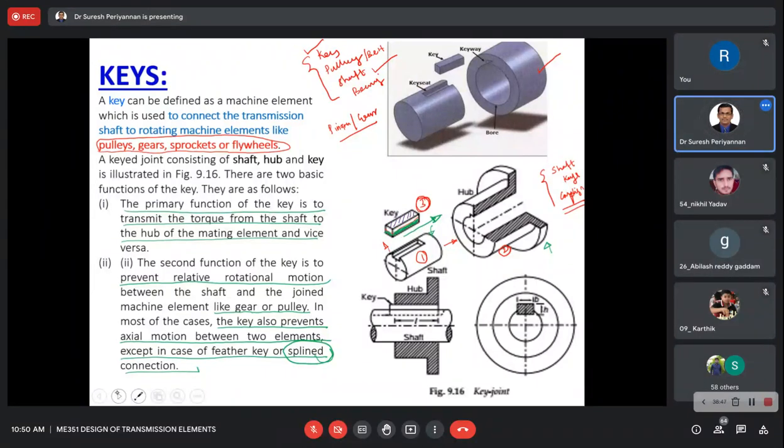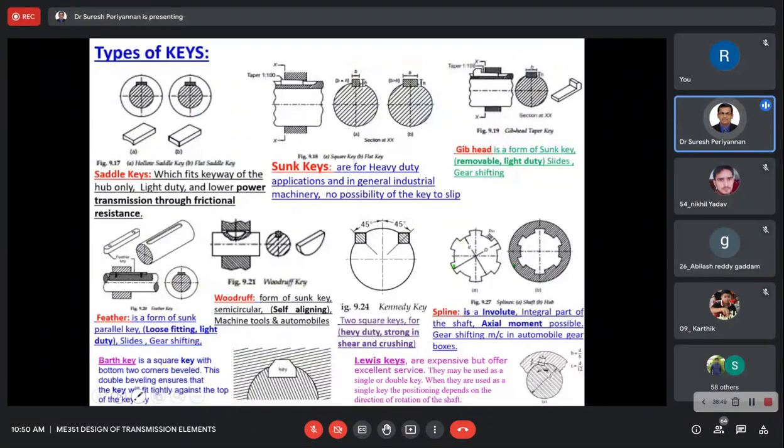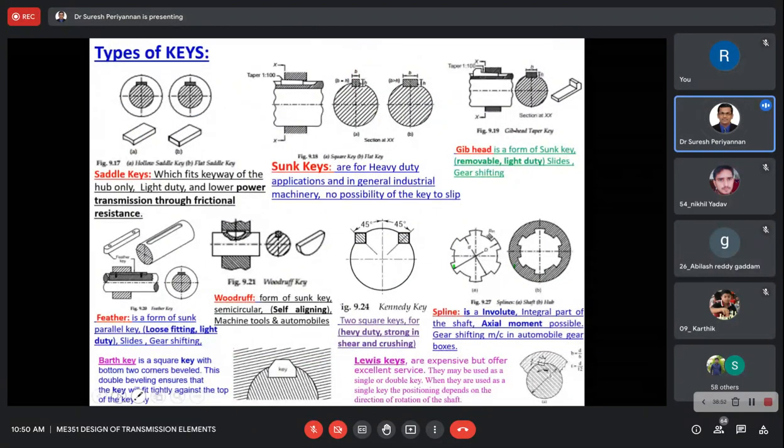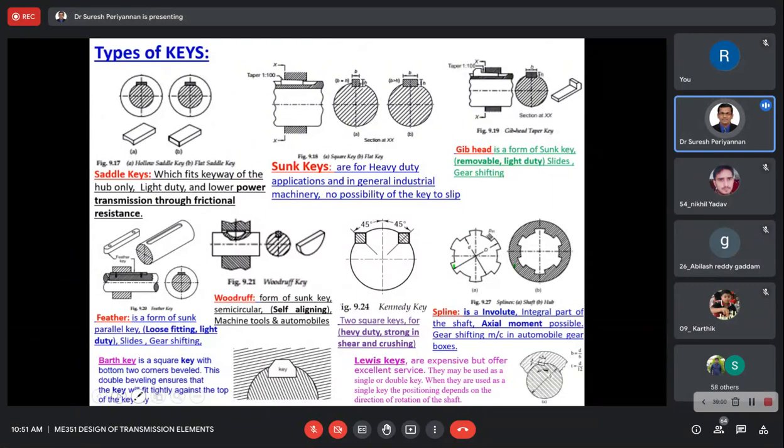Now come to the different types of keys. The selection of keys is based on the power to be transmitted, the thickness of the fit, and stability of the connection. First, we discuss this type of key. This is the hollow saddle key and the flat saddle key. This is a hollow saddle key. This is a flat saddle key.